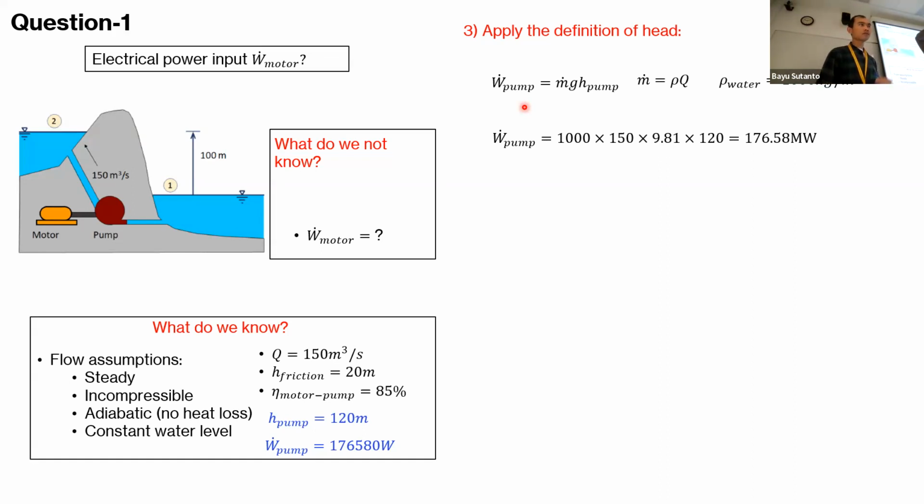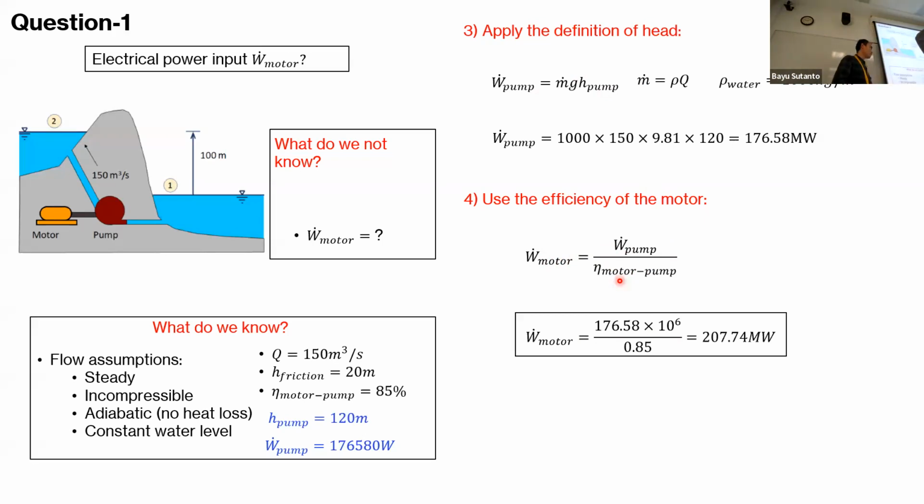And the next is the power for the motor, because the efficiency is 85%, due to the losses in electricity in the motor and so on. Efficiency is the ratio between the pump and the motor. So the power of the motor is the power of the pump divided by the efficiency, and we get 207.74 megawatt. So it makes sense again that the power for the motor must be higher than the power for the pump, because the input must be higher than the output, since there are losses.